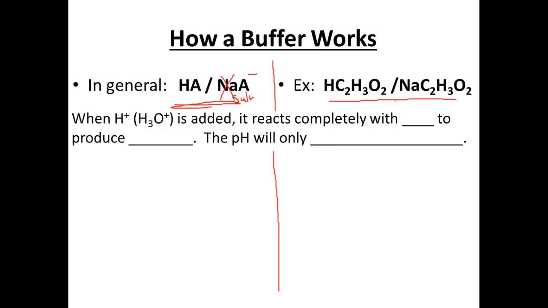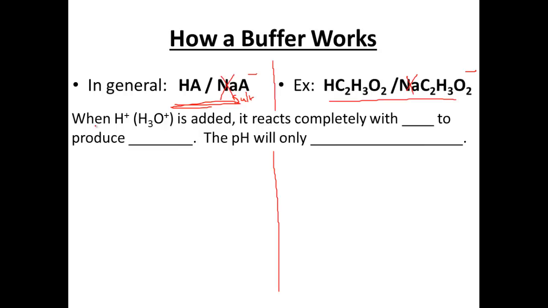In this specific example here, we have acetic acid and we have sodium acetate. Again, this is a salt, so you get rid of the sodium there, and there's the conjugate base acetate. So remember, conjugate acid-base pair, you need a weak acid and its conjugate base here.